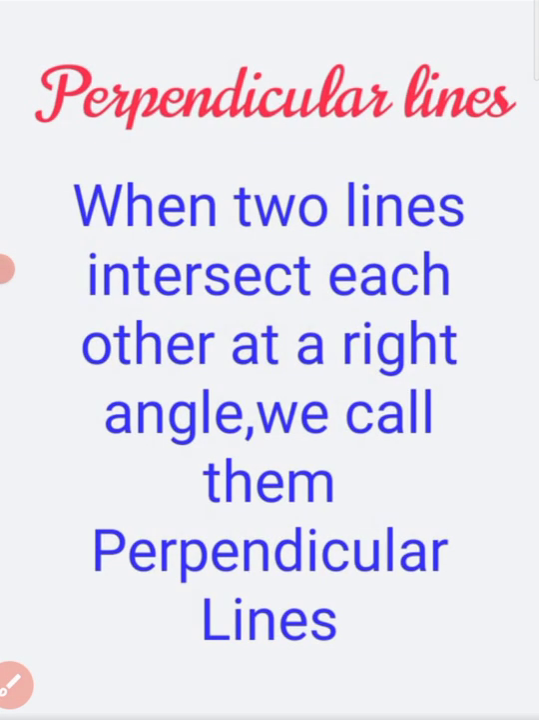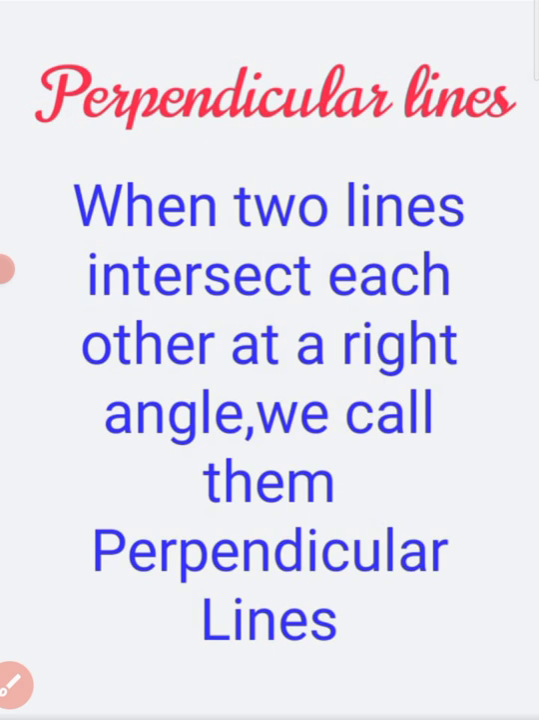Now the third type of lines are perpendicular lines. When two lines intersect each other at a right angle, we call them perpendicular lines. If you observe, intersecting lines and perpendicular lines are the same, but in the case of perpendicular lines, we have a special condition. What is that condition? Here they meet by making a right angle, that is 90 degrees.